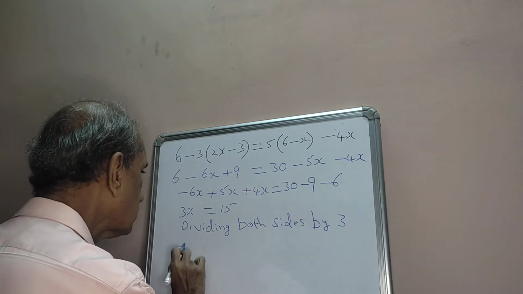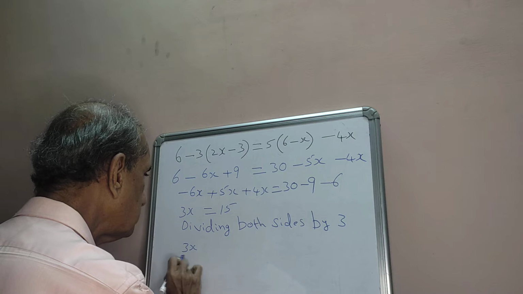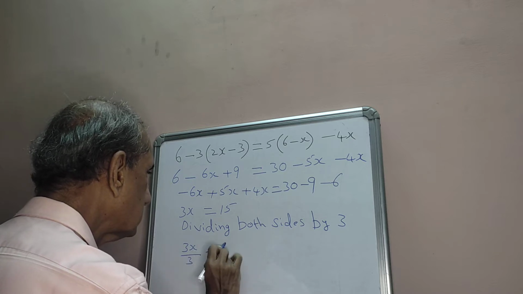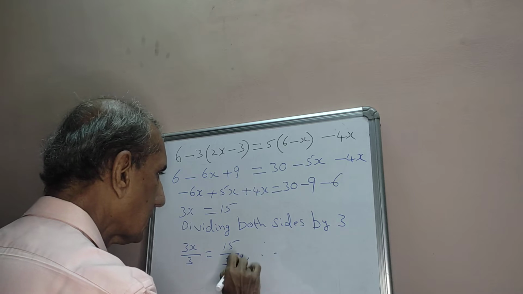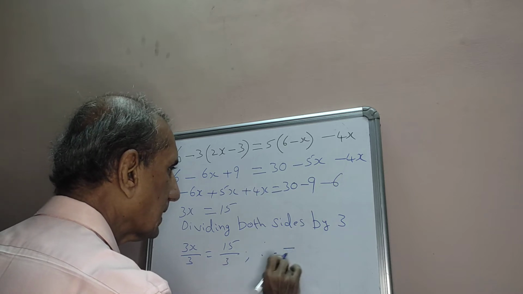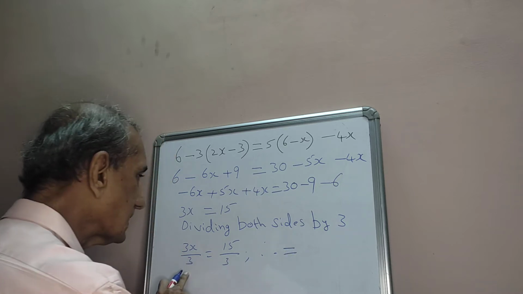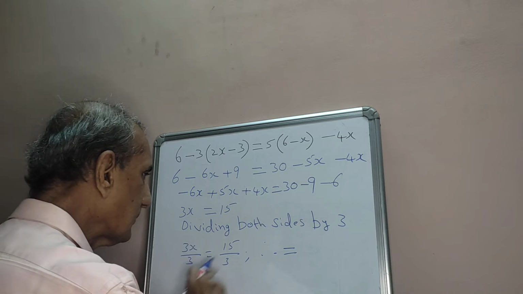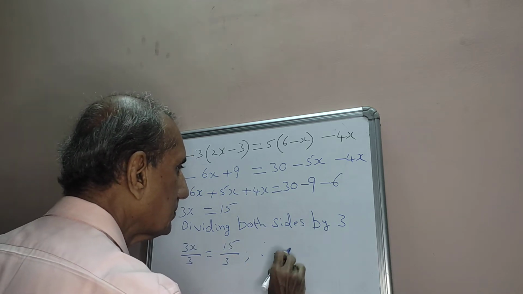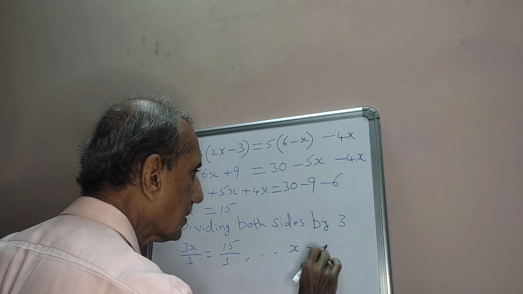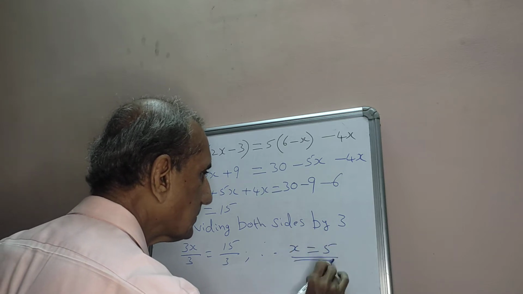What do we get? Therefore my x is equal to 3 and 3 get cancelled. So x remains here. 15 by 3 is what? 5. And this is my answer.